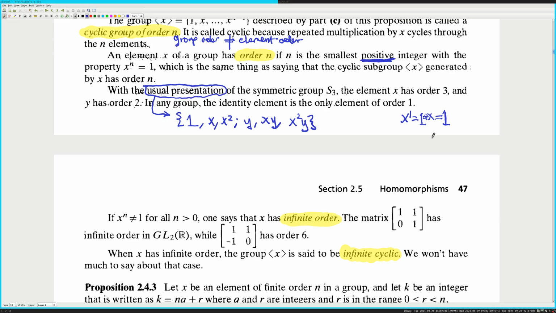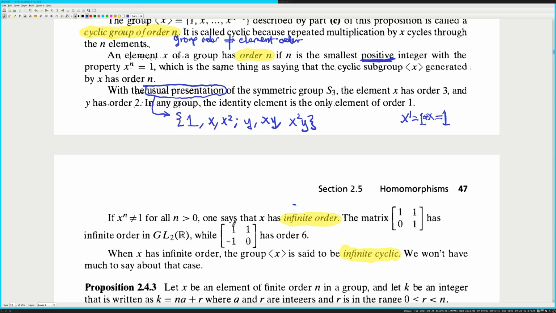If x to the n is never equal to 1, then x has infinite order. The matrix 1, 0, 1, 1, yeah, because this just keeps adding. So this would be 1. So this is an operation of adding. This is an adder. This has order 6.